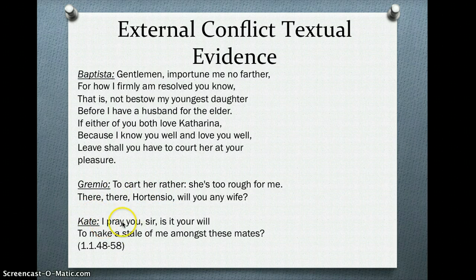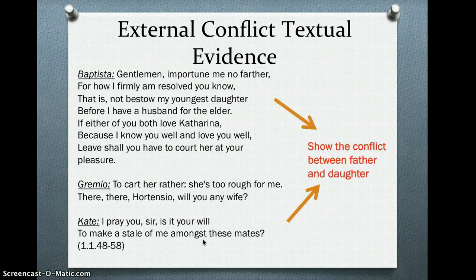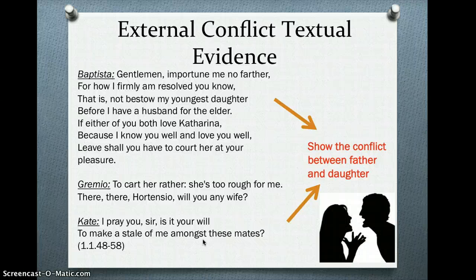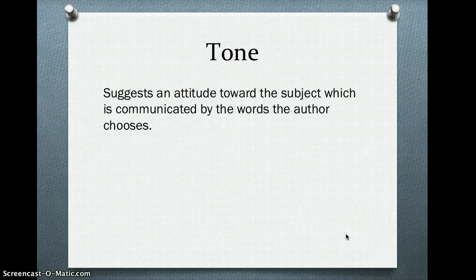Catherine at that point responds not to Gremio, but to her dad, and she calls him out on letting Gremio say this. So you see the contrast between these two comments, and they show the conflict between father and daughter. So here's an image to help you think about this. An external conflict happens between two or more people, and there's usually some discontent or argument involved.